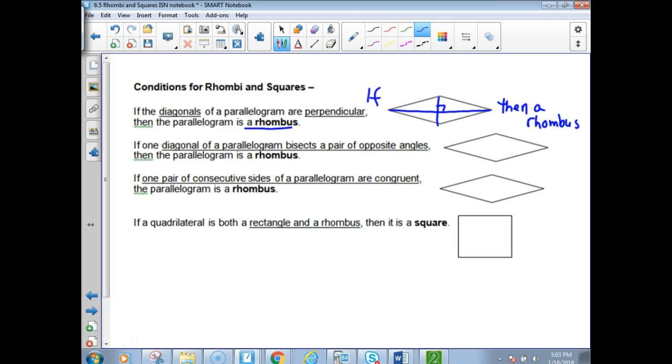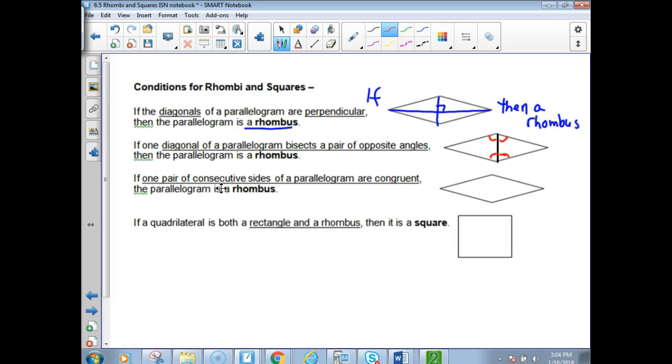If one diagonal bisects a pair of opposite angles, then it's a rhombus. So if you saw a picture with the diagonal drawn, I'm drawing these very crooked, excuse me. I'll use my tool and make it look better. Okay, if that diagonal was drawn, and on that picture, you could tell that these angles were bisected, that these were congruent to one another, then this would be a rhombus. So you might be given numbers. If that's like, say, 40, 40, 40, 40, you would know it's a rhombus. That wasn't a very good example, but whatever.